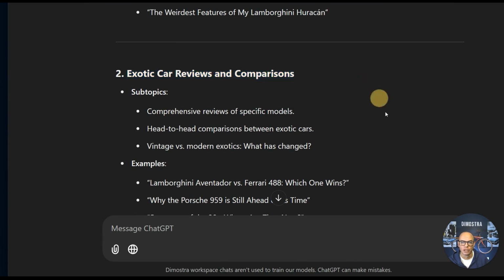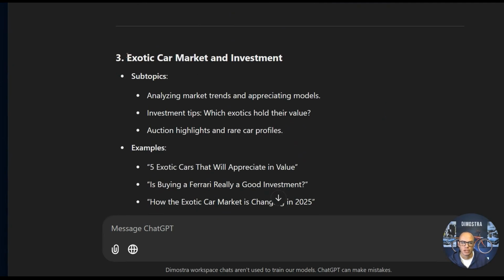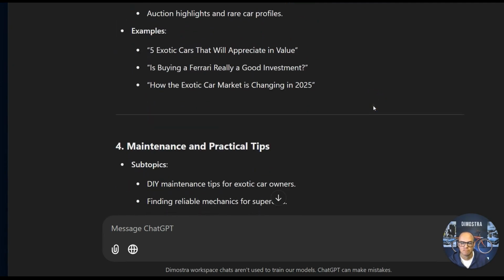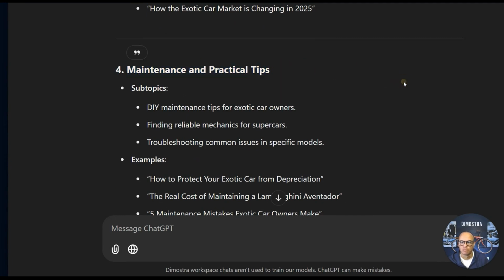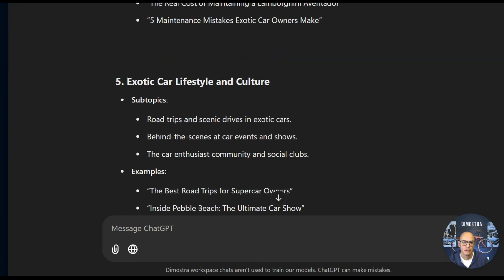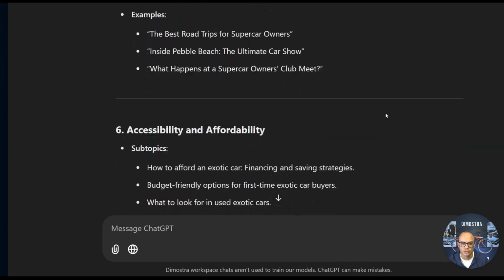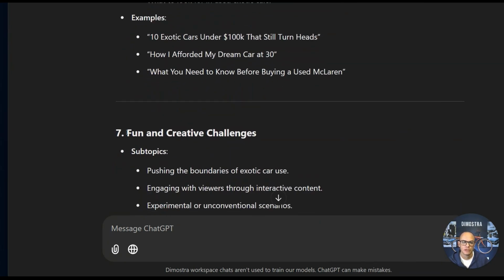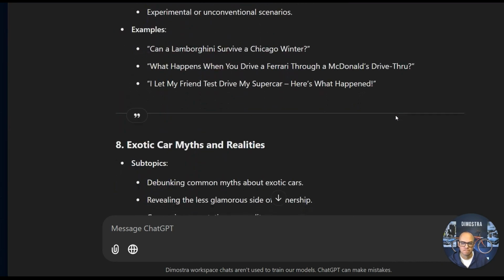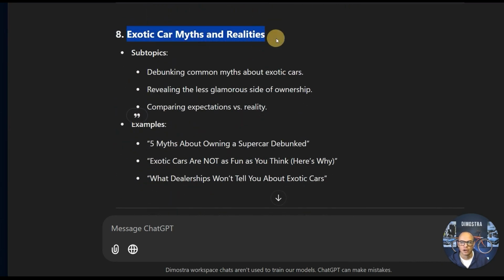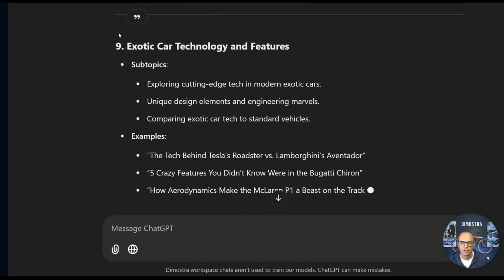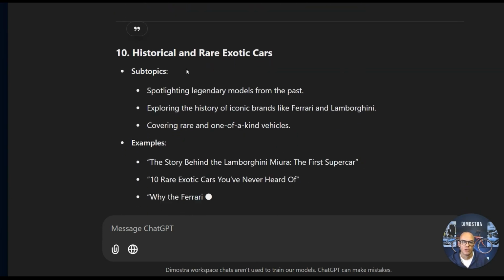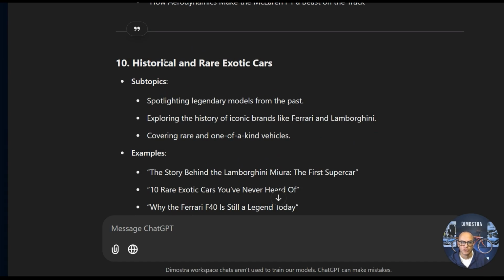Exotic car reviews and comparisons. Exotic car market and investment. Maintenance and practical tips. Exotic car lifestyle and culture. Accessibility and affordability. Fun and creative challenges. Exotic car myths and realities. Exotic car technology and features. Yeah, this would be a great one. Historical and rare exotic cars. Very cool.